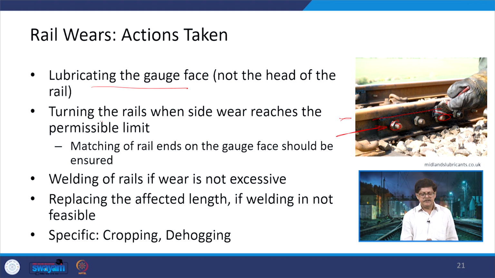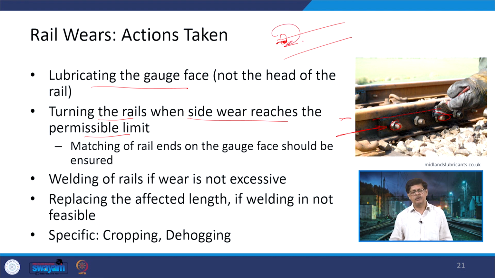Now, turning the rails when the side wear reaches the permissible limit. So, you have rail sections like this. Say this is a section in this form. Now, there is a wear here. What we do is simply turn it by 180 degrees. So, the worn section will go out, and a better section will be on the inner side.